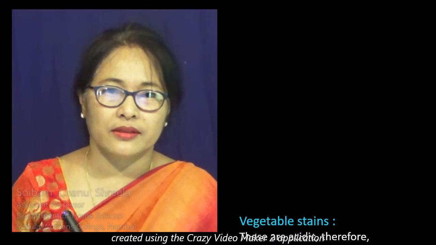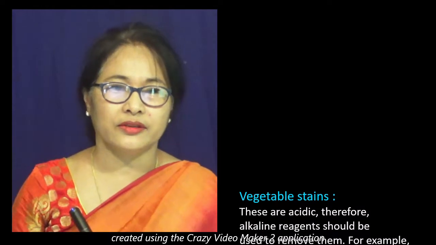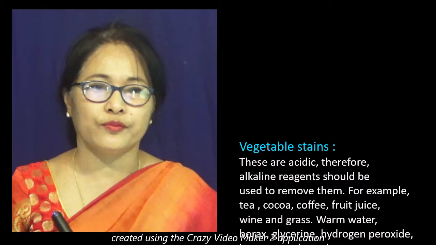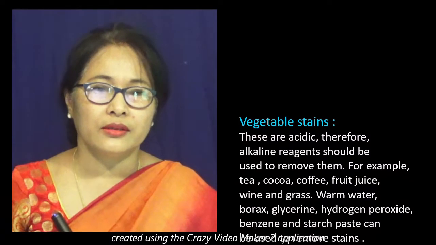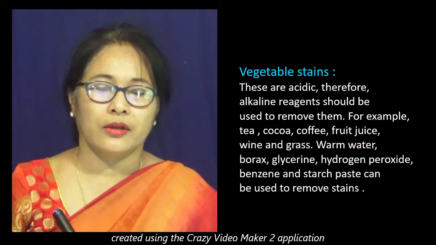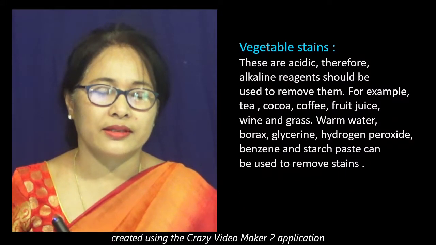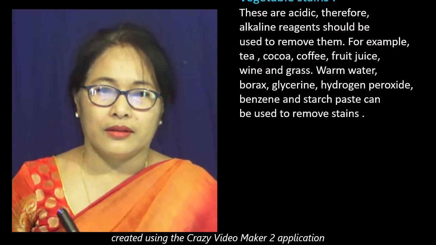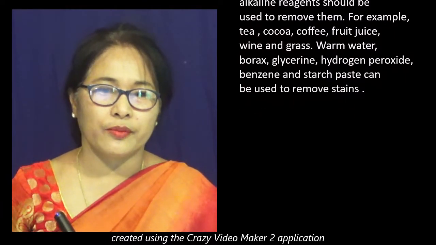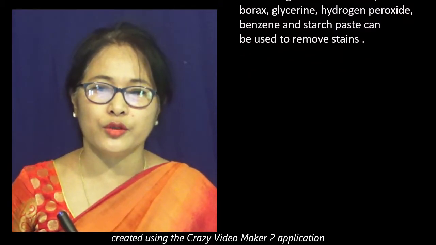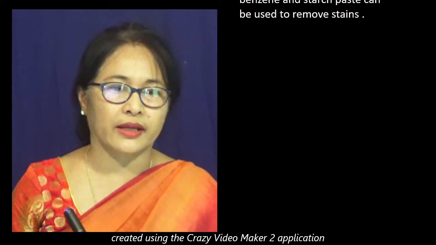Vegetable stains. These are acidic, therefore alkaline reagents should be used to remove them. For example, tea, cocoa, coffee, fruit juice, wine and grass. Warm water, borax, glycerin, hydrogen peroxide, benzene and starch paste can be used to remove these stains.